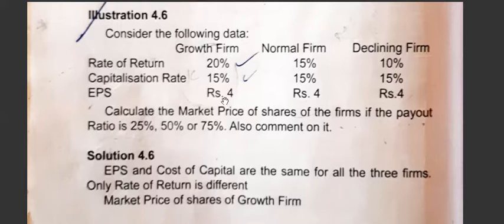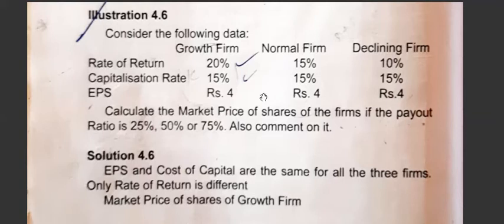Okay, now calculate the market price of the share if the payout is 25%, 50%, 75% and also comment on it. Payout means the dividend given. There are three circumstances: 25%, 50% and 75%. Taking the growth form, what will be the market price? Taking the normal form, taking all three conditions, what will be the market price? Taking the decline form, all three conditions, what will be the market price? Okay, so let us see.